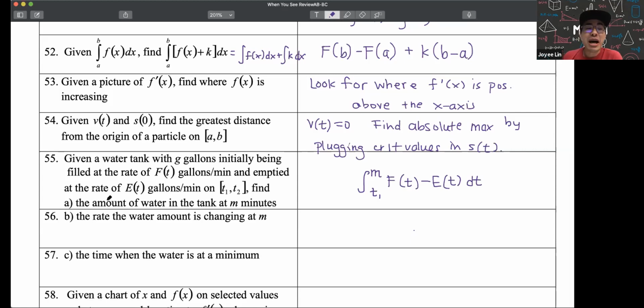But this one says amount of water. When they say amount, they're implying total amount. So then we need to plus G. Total amount versus amount added. Please, please, please pay attention to the difference there.